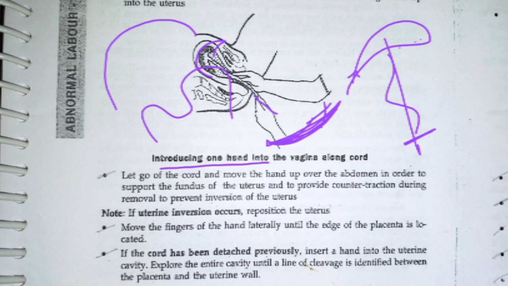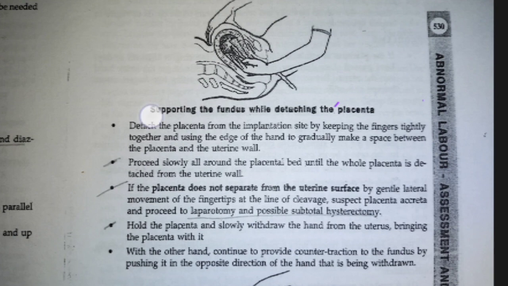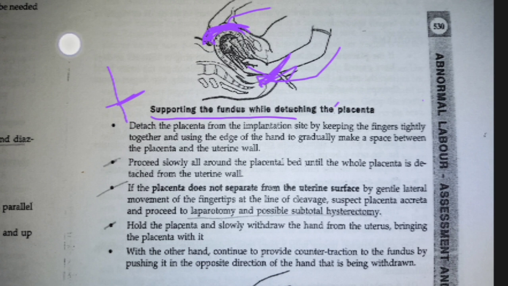This is the first method. And the second method is removing the placenta with support on the fundus. Here, the left hand will be on top of the fundus, holding the uterus. With the right hand, as in the first method, they move laterally and get in, and here there is a bit of a change. They move laterally and try to pull while applying force on the fundus.